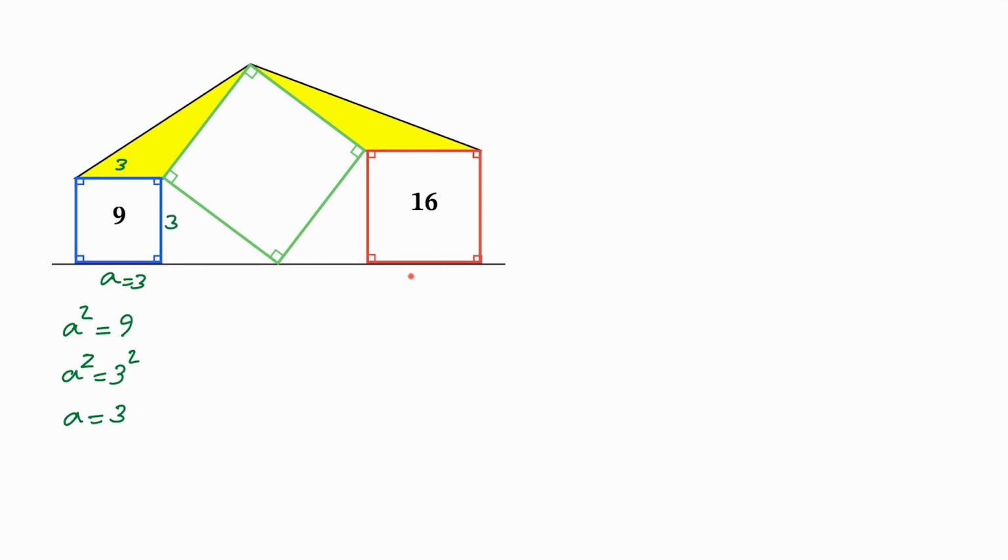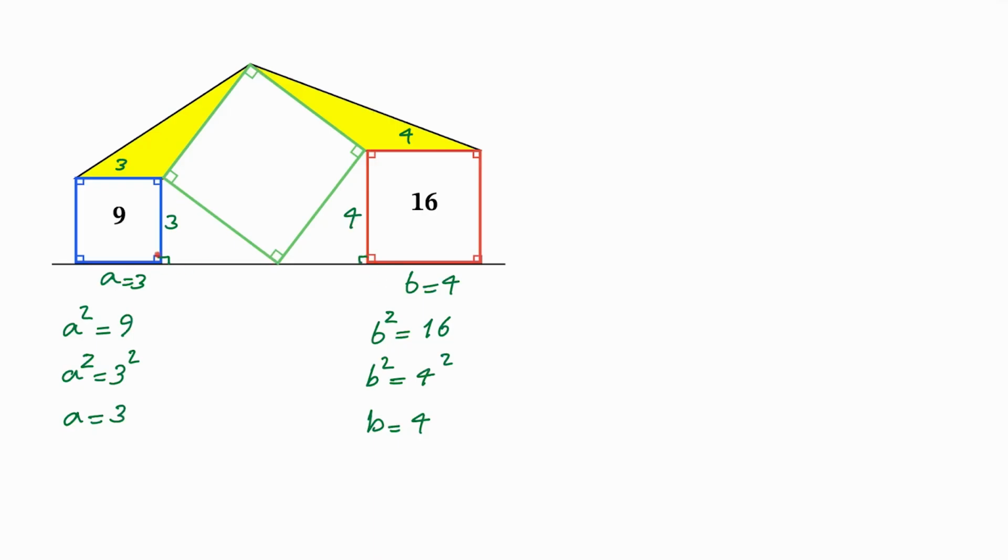I call this side length b, and b squared is equal to 16, and b squared is equal to 4 to the power of 2, and b is 4. So we have 4 here, 4 here, and also 4 here. This angle is a right angle and it's a straight angle, so we will have a right angle here. For this point also we have a straight angle, so this is also a right angle.